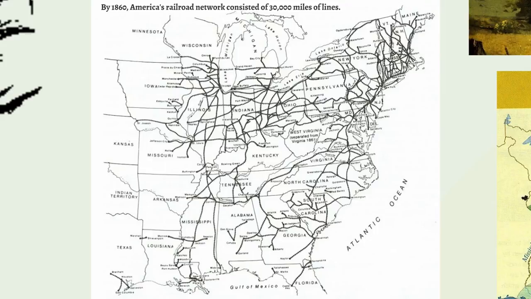And this map gives you an even better sense of just how transformative the railroads are. On the cusp of the American Civil War in 1860, you can see we have over 30,000 miles of rail lines across the United States. What you'll also see is that predominantly 70% of those railroads existed across the northern states.